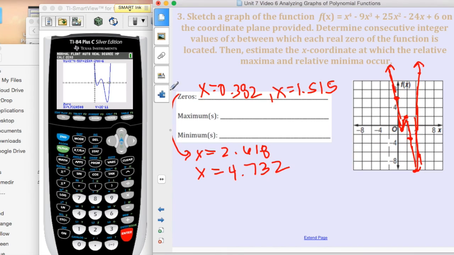All right, now let's find our max and our mins. Well, looking at this one, this is a relative max right here. And these are my relative mins here. Okay, so let's find the max first.